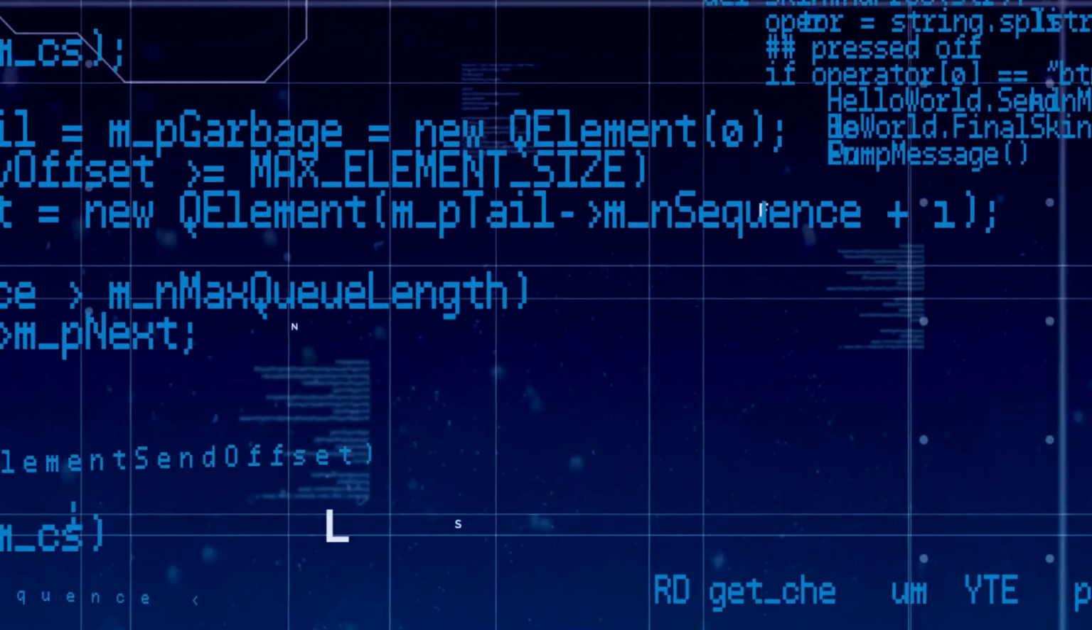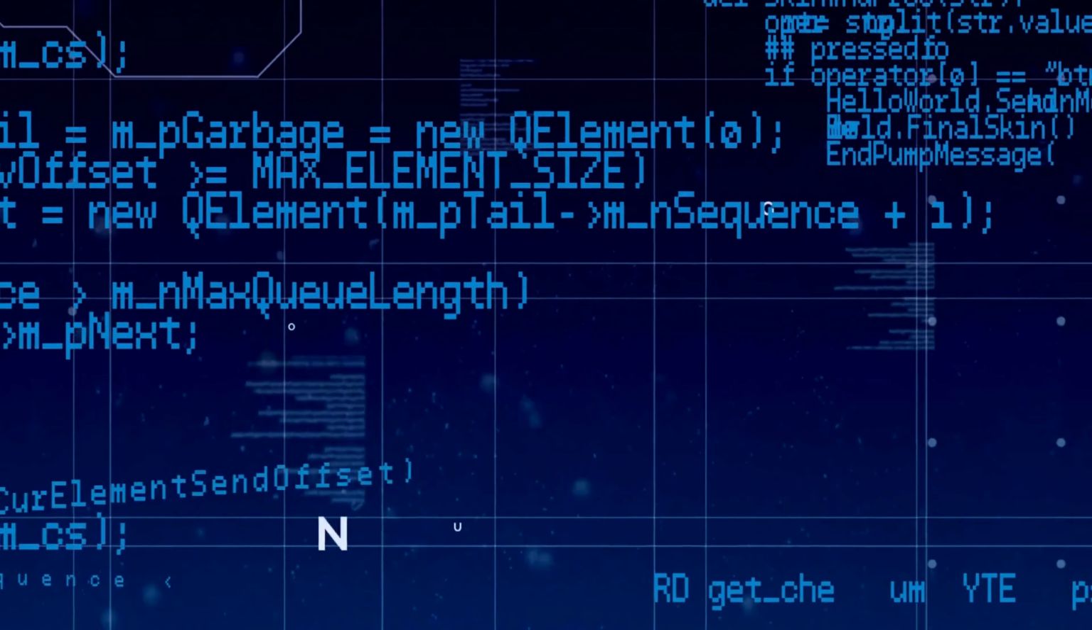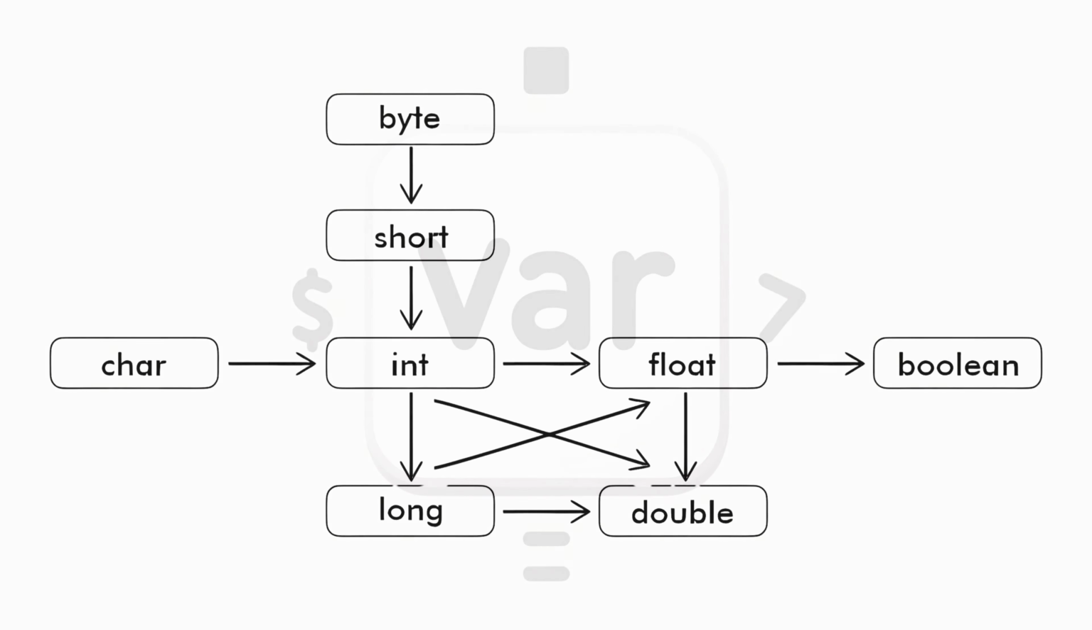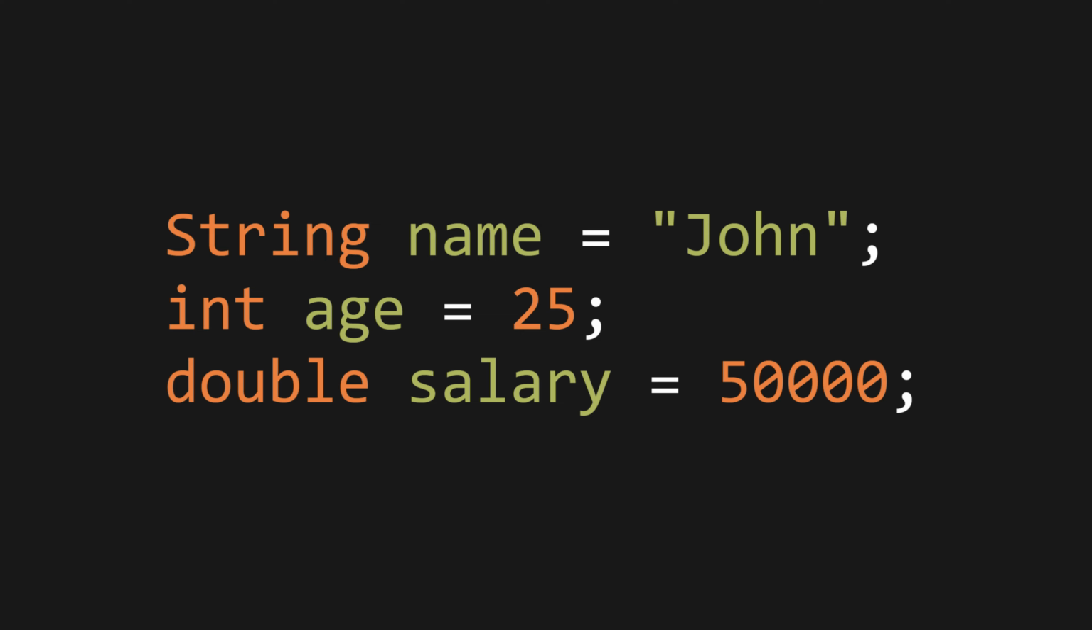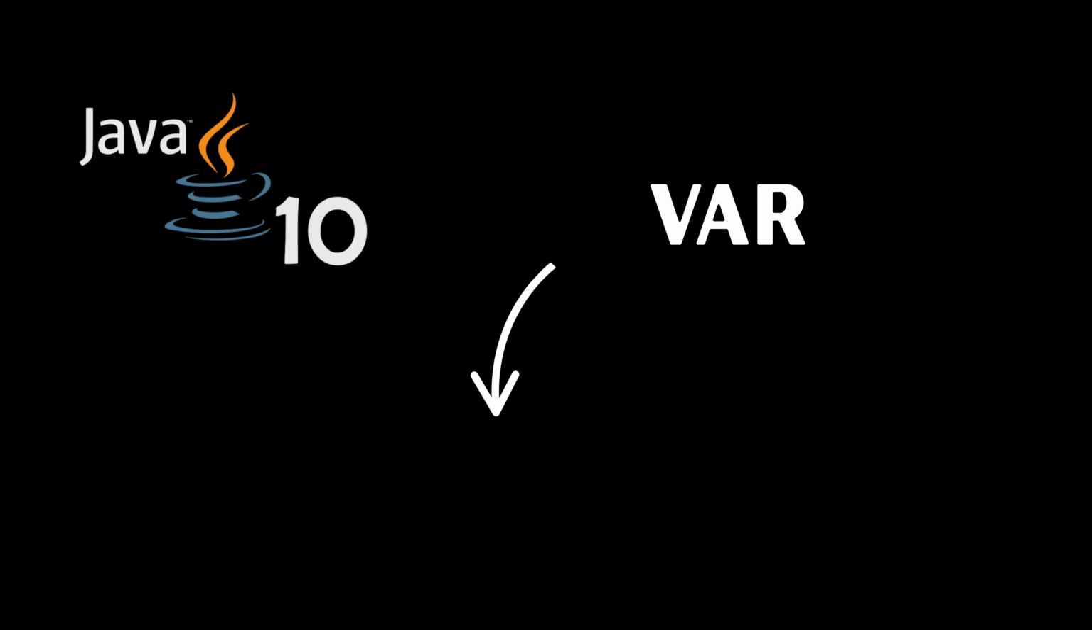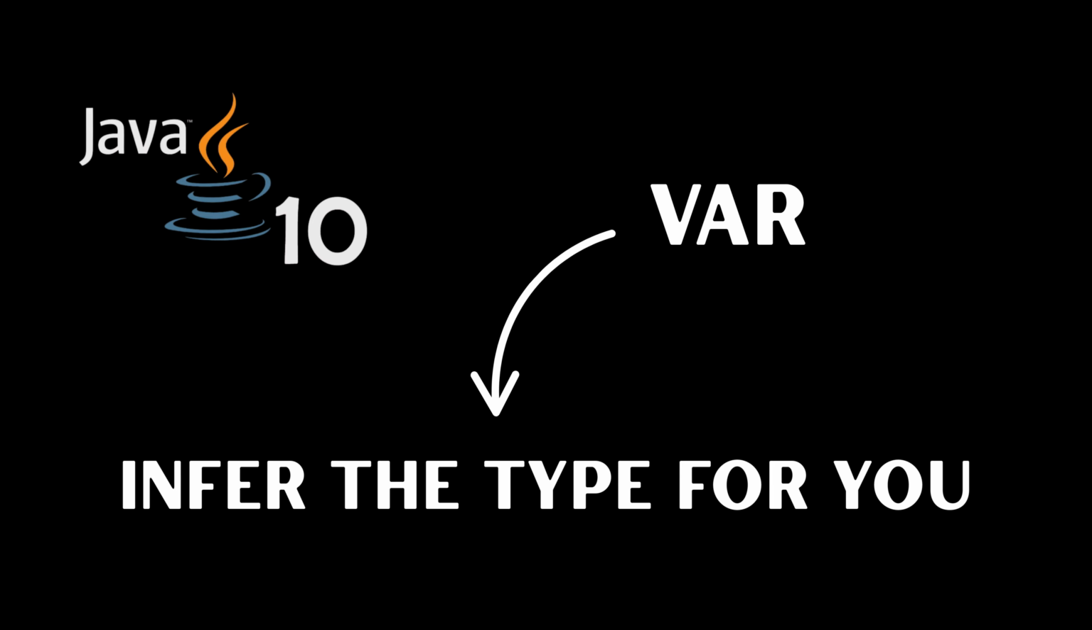Today we are going to talk about something modern and cool that came with Java 10, the var keyword. So what is var? Normally in Java, when we declare a variable, we write the type explicitly. Example: String name = "John", int age = 25, double salary = 50k. But with Java 10, we got var, which allows Java to infer the type for you.